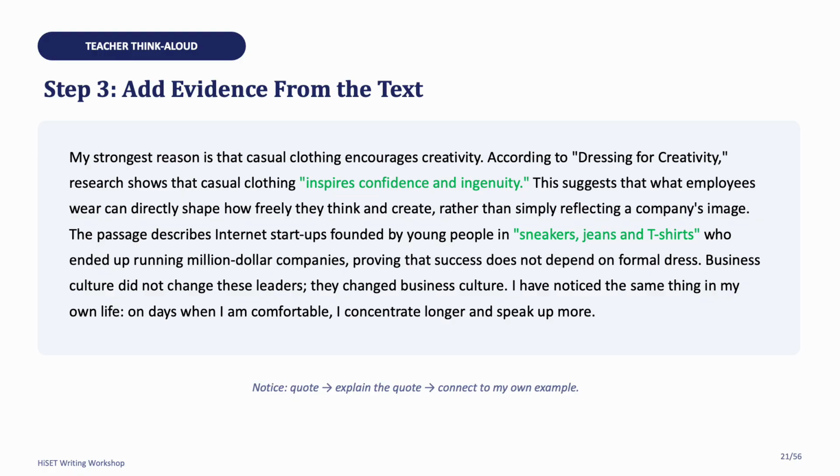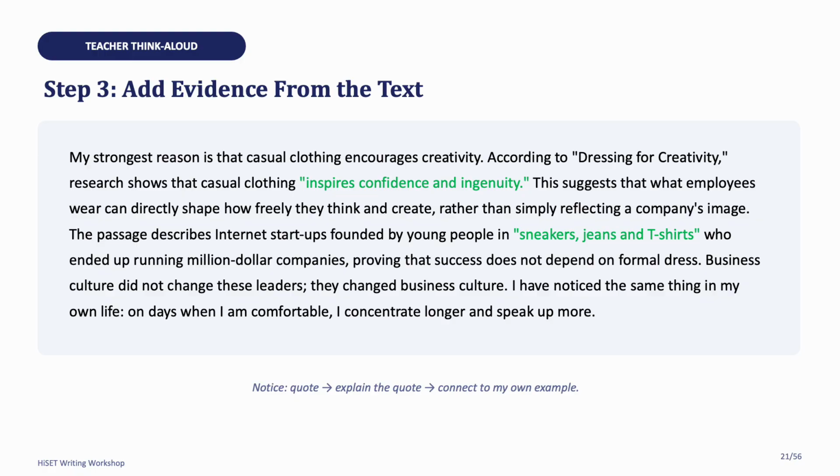I don't want to stop there. I need to explain this evidence. Okay? What do they mean? Well, it suggests that what employees wear can directly shape how freely they think and create, rather than simply reflecting a company's image. Okay? And the article went on to describe companies founded by young people who were wearing, quote, sneakers, jeans, and t-shirts. They were running million-dollar companies.